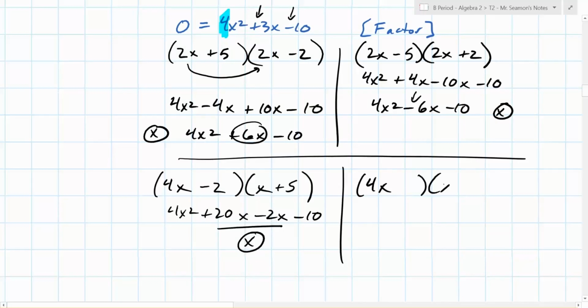4x and x, and how about what? Plus 5 and minus 2. What's this going to become? 4x squared minus 8x plus what?